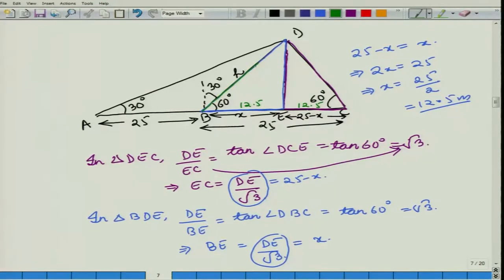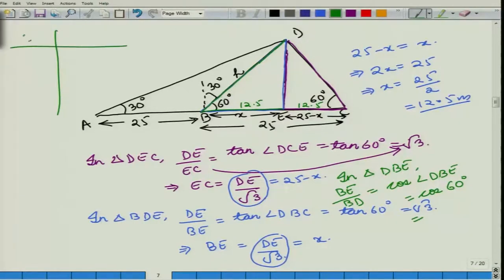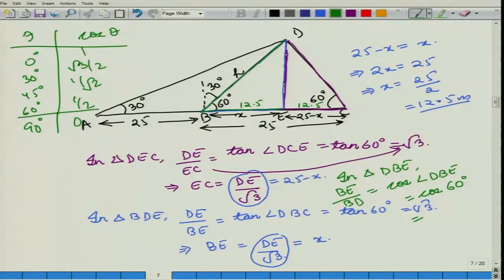Now we are interested in knowing this side, that is DB. In triangle DBE we have BE upon BD, which is equal to cos of angle DBE, which is cos 60 degrees. Now how much is cos 60 degrees? If we look at the relations again, theta versus cos theta: 0, 30, 45, 60, 90, the relation goes like 1, root 3 by 2, 1 by root 2, half and 0. So cos 60 degrees is half.